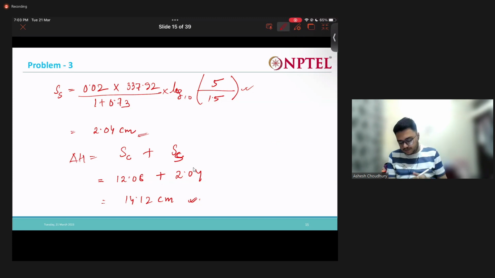So my total settlement, it is the primary settlement plus the secondary settlement, comes out as 14.12 centimeters. So this was all about this secondary settlement thing. Now let us proceed to the next one.